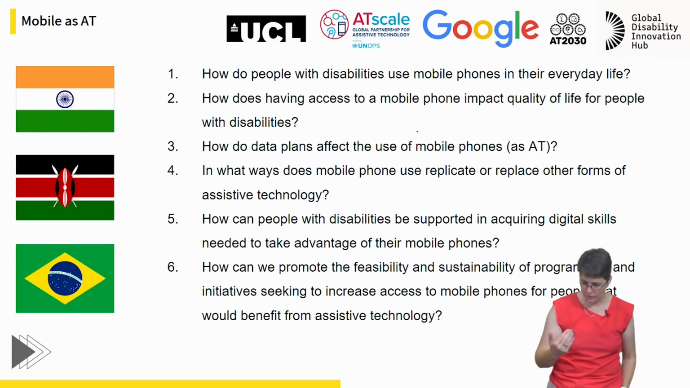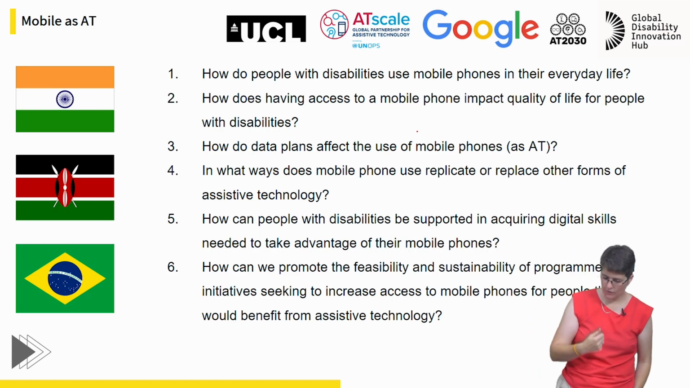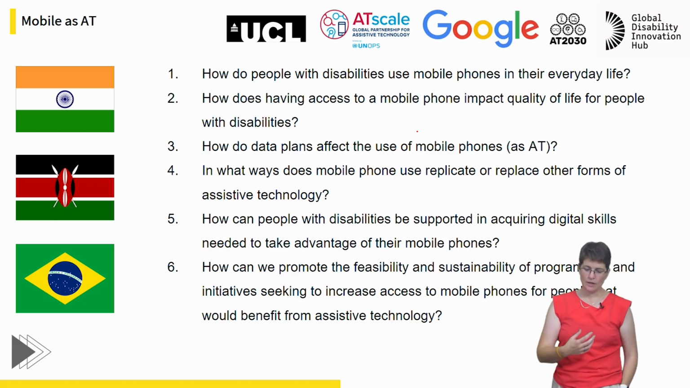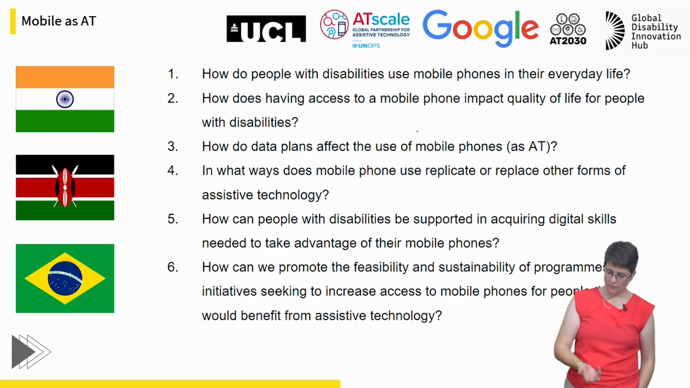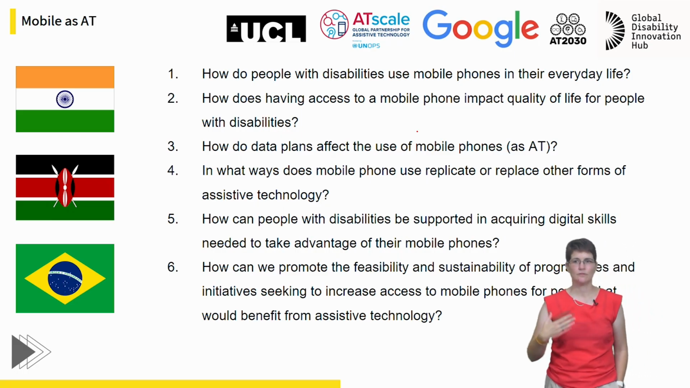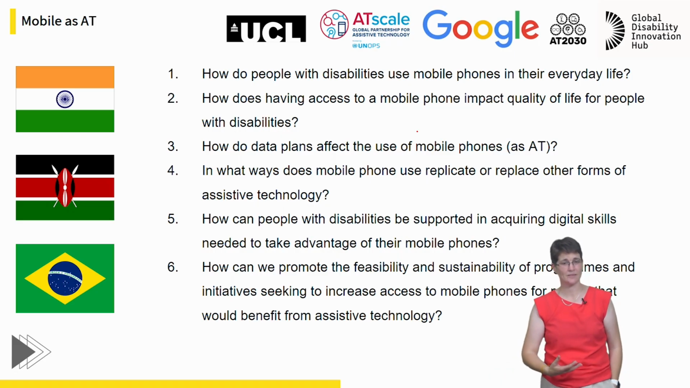And so these are the questions that we're answering. How do people with disabilities use mobile phones in their everyday life? How does having access to a mobile phone impact the quality of life of people? How do data plans affect the use of mobile phones? That question actually has pretty much been cut now. Initially, we had the idea that 50% of the people would have data plans and 50% wouldn't. But as we progressed, I just convinced everybody that we have to give people data plans.